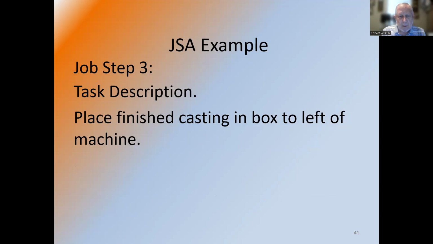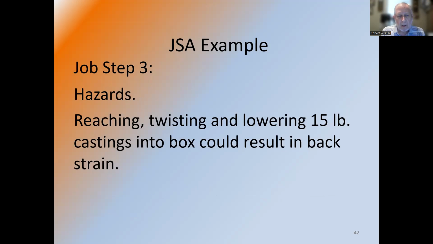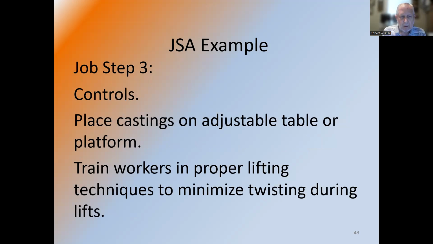Job step three, task description: place finished casting in box to left of machine. Hazards: reaching, twisting, and lowering a 15-pound casting in the box could result in a back strain. So the controls: place the castings on an adjustable table or platform. Train workers in proper lifting techniques to minimize twisting during lifts. Training people in lifting techniques is good and it should be done. But you know what? When push comes to shove, they hardly ever follow it.